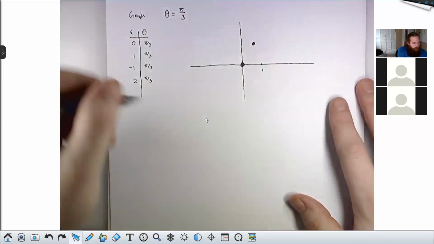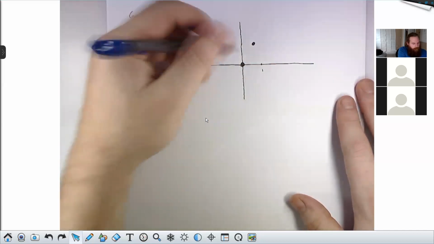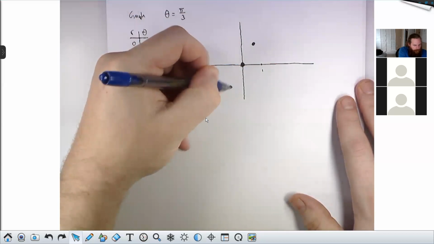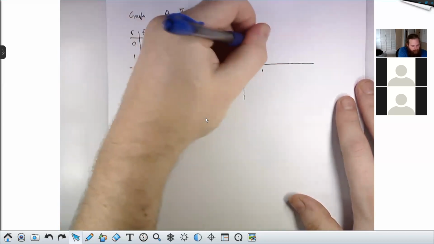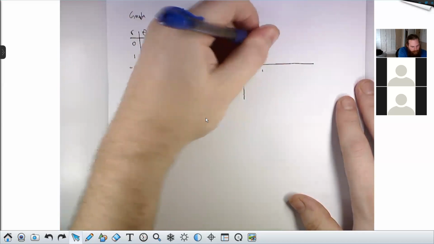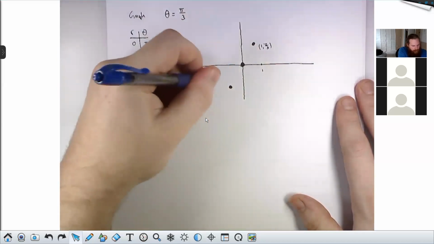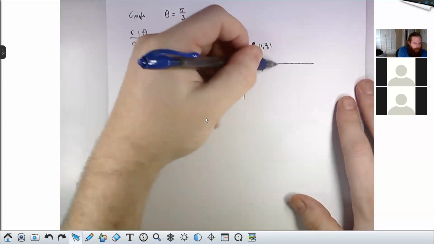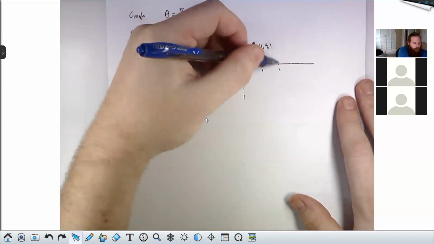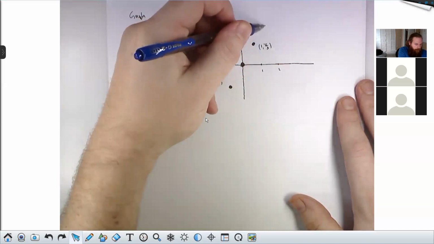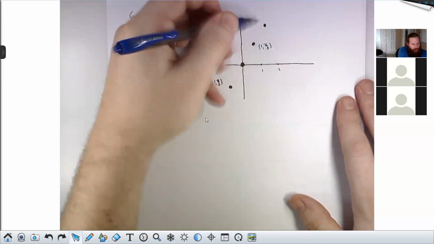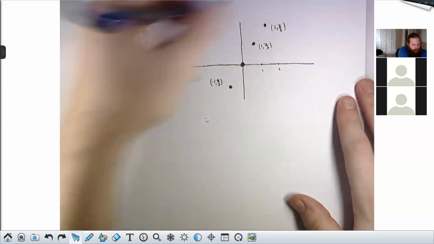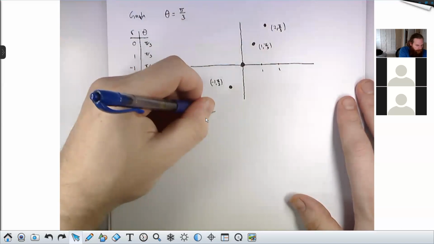2 comma pi over 3? Let's do negative 1 comma pi over 3. So I would take 1 comma pi over 3 and reflect it through the origin. So here's negative 1 comma pi over 3. Two comma pi over 3, well, I would go out 2 and then rotate up by pi over 3. That will land me right here. So negative 2 comma pi over 3 would be the symmetric point over here.